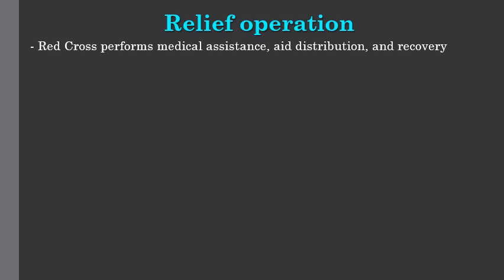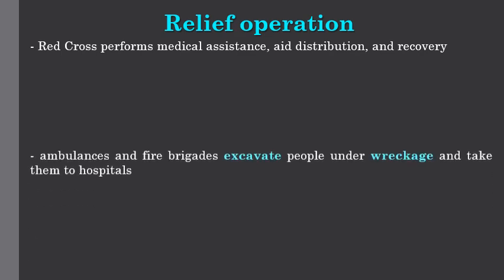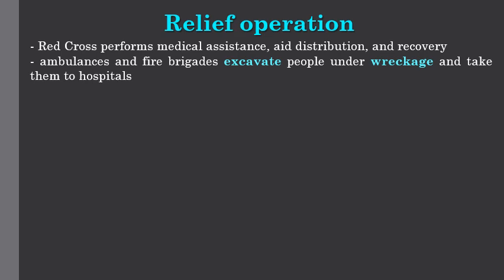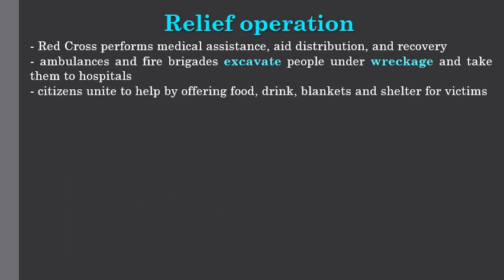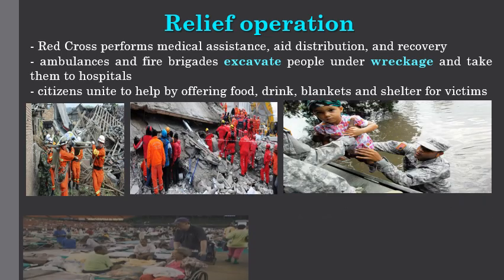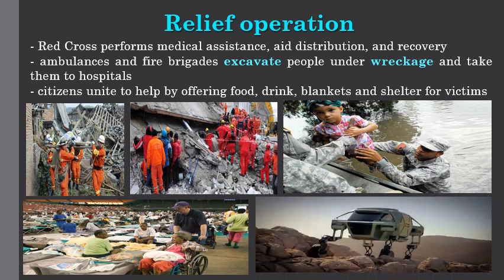Relief operation is the help provided to people or to the area hit by a disaster. Red Cross performs medical assistance, aid distribution and recovery. Ambulances and fire brigades excavate people under wreckage and take them to hospitals. Citizens unite to help by offering food, drink, blankets, and shelter for victims. Here are different images of relief operations, and in the last one, mind the usage of technological inventions to help at the time of calamities. Calamities is disasters.